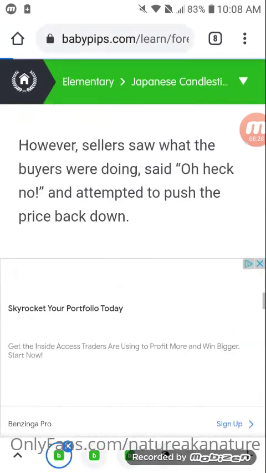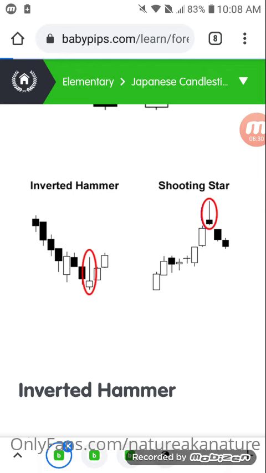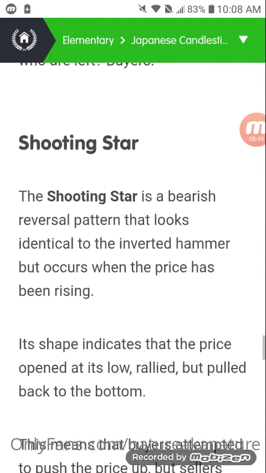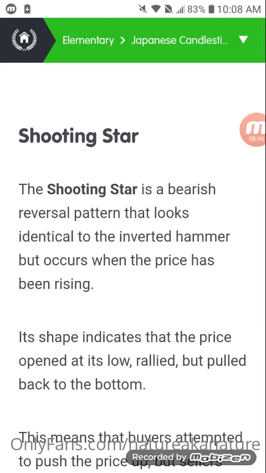So this is a clear bullish reversal pattern when you see an inverted hammer. It's found on a downtrend. It has a long upper shadow, just like the shooting star, they both have long upper shadows. A shooting star is a bearish reversal pattern that looks identical to the inverted hammer, but it's bearish, meaning that it's going down.